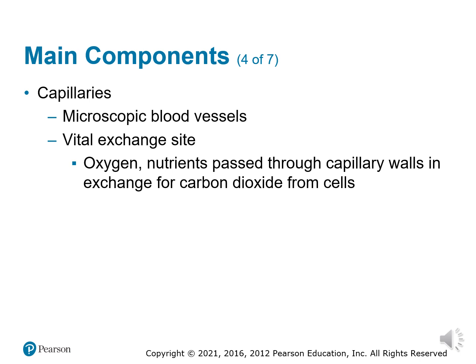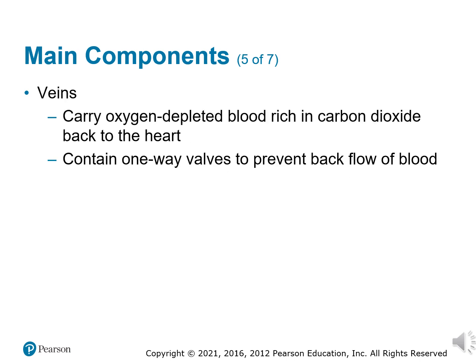Next are your capillaries. They are microscopic blood vessels. They are vital for the exchange site, where oxygen and nutrients pass through the capillary walls in exchange for carbon dioxide from the cells. Next are veins. The blood has been depleted of oxygen and loaded with carbon dioxide and other waste in the capillaries, then empties into the veins that carry it back to the heart. The veins have one-way valves that prevent the blood from flowing in the wrong direction. Blood in a vein is under much less pressure than blood in an artery.